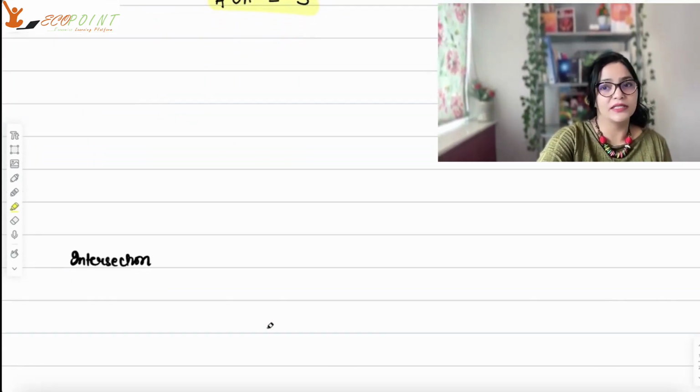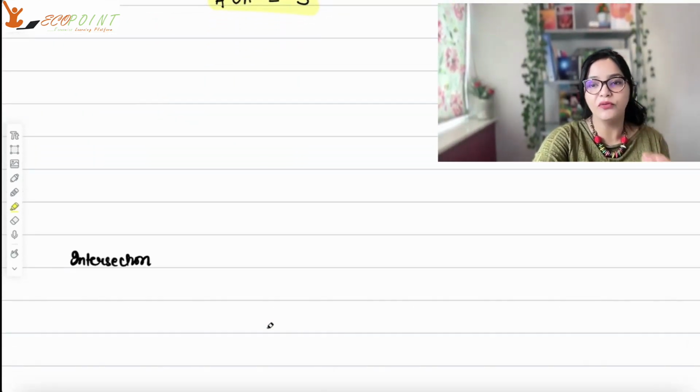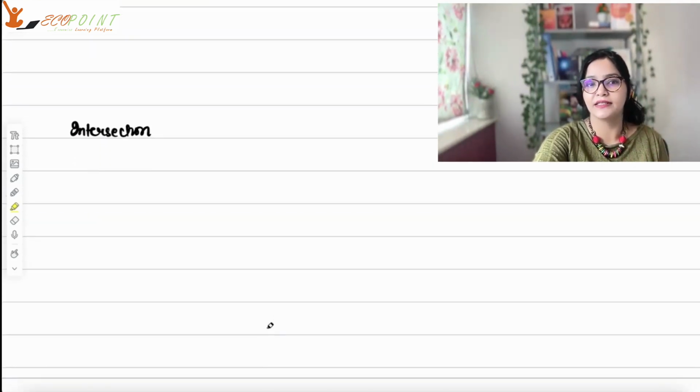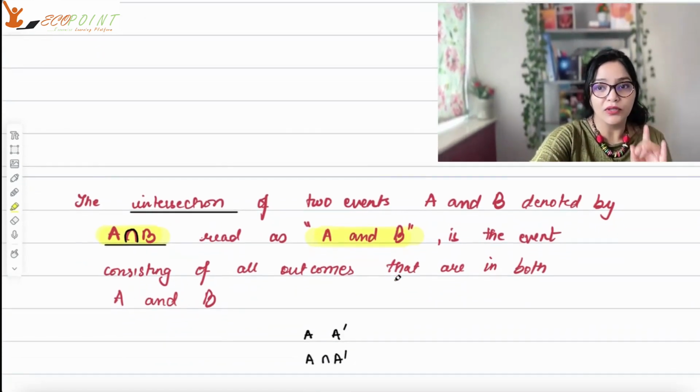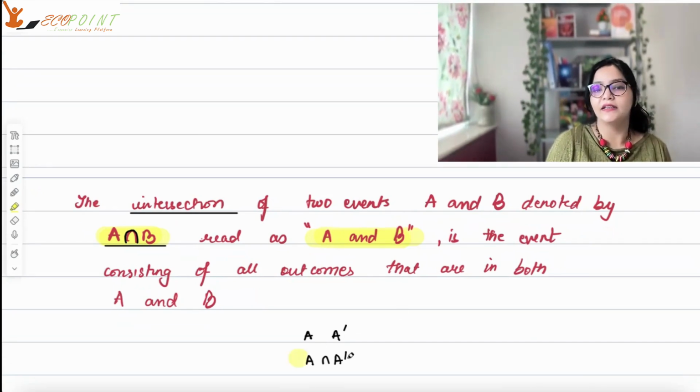Similarly, intersection. If you take any two events A and B, intersection would consist of everything that is in A and in B. So therefore, in case I take the intersection of A and A complement, I will get something which is called phi, the null set, which consists of nothing, right?